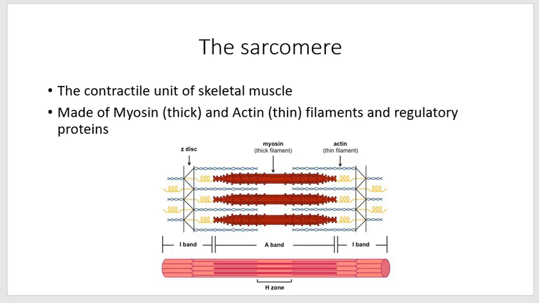So the sarcomere, we talked about it just a little bit ago. It is the contractile unit of your skeletal muscle. It is made up of your myosin fiber, or those thick fibers, and your actin fibers, or your thin fibers.